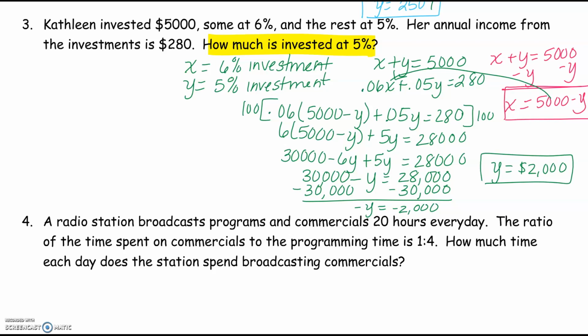So Kathleen invested $2,000 at 5% interest.